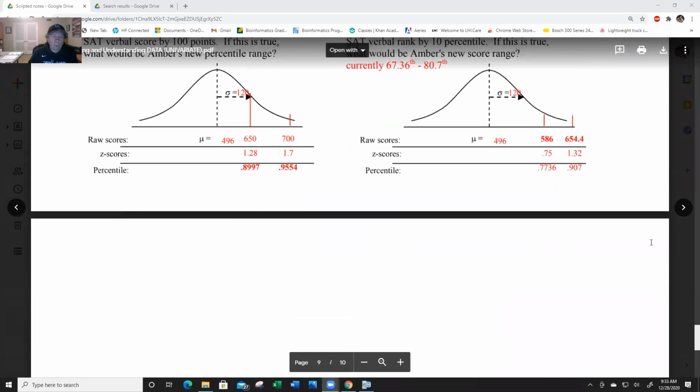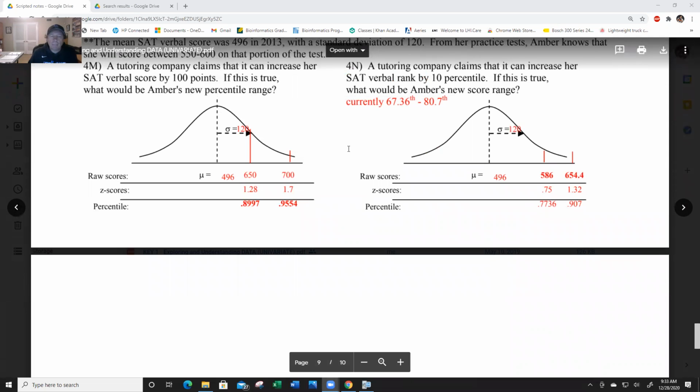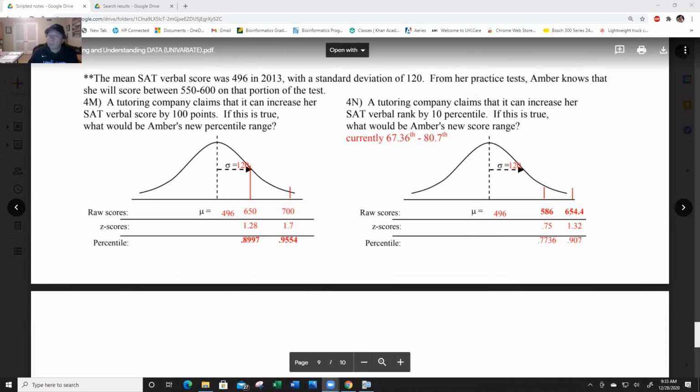The mean SAT verbal, this is the last two. These are actually hard problems. So this is going to be cool. So take a second to read this, and it's a tough problem. The mean SAT verbal score was 496 and 13, standard deviation 120. From her practice tests, Amber knows that she will score between 550 and 600 on that portion of the test. A tutoring company claims they can increase her SAT verbal by 100 points. If this is true, what would be her new percentile range?